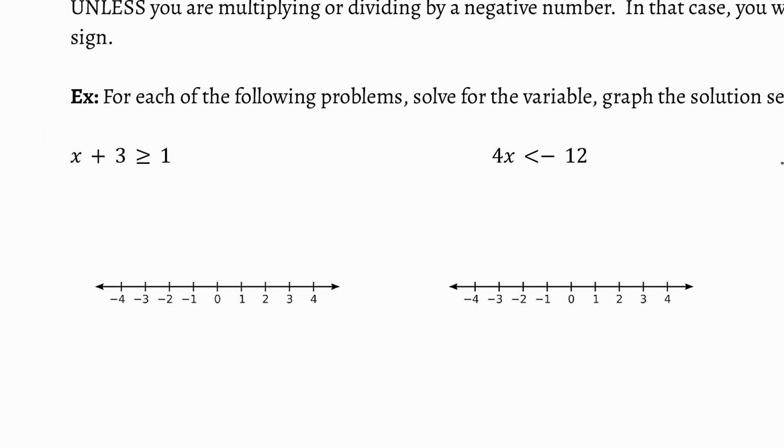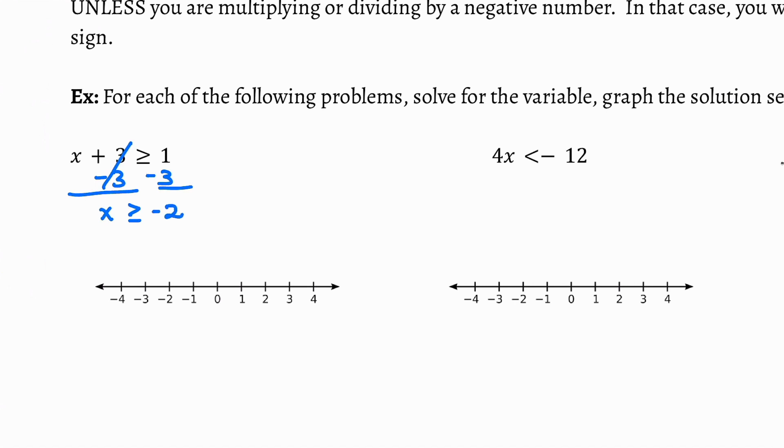Again, we're going to try to treat that like an equal sign. We're going to keep that direction the same unless I multiply or divide by a negative number. So if this would have been an equal sign, I want to get x by itself. I need to get rid of the plus 3. How do you get rid of a plus 3? Well, we get rid of a plus 3 by subtracting 3 on each side. These are going to cancel, and I get x is greater than or equal to negative 2.